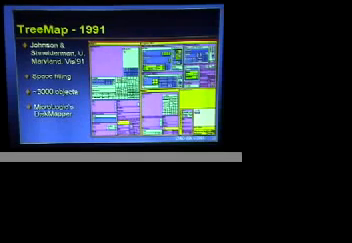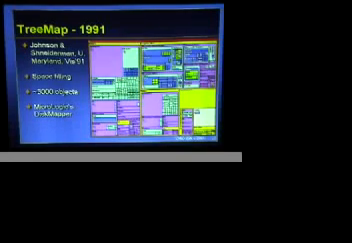So also at Chi 91, or actually it was at Visualization 91, Ben Schneiderman introduced the tree map. This is a 2D space filling containment visualization. The early version dealt with about 3,000 nodes, at least that's what was cited in the paper at the time. So this is very good at revealing certain properties of the nodes.